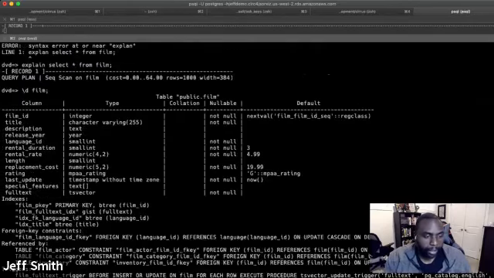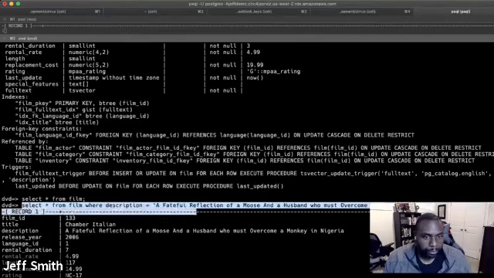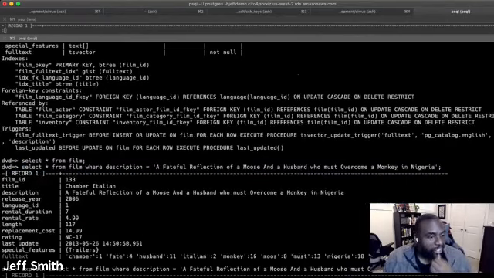So if I say select star from film where description equals, I get a single record. That comes back pretty quick. If I do an explain on that query, I see that I did a sequential scan on film. And a sequential scan basically means I read every single row in the table to find the record that I was looking for.